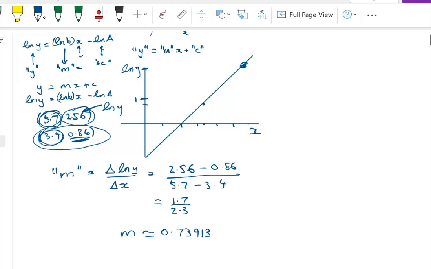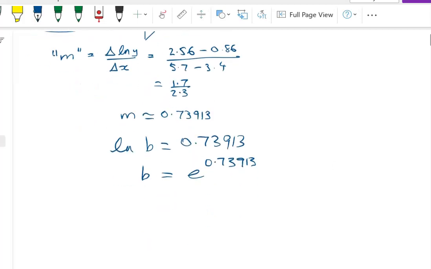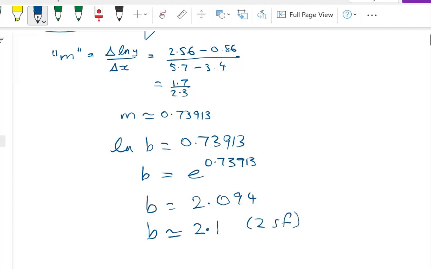Now then we go back to the relationship we found up here, and we know that that m is the natural log of b. So we can say the natural log of b is equal to 0.73913. We exponentiate it. I think that's the right way to say it. We e both sides, right? So b is equal to e to the 0.73913. B is equal to 2.094. And I think we were asked to give that to 2 significant figures. So b is roughly 2.1 to 2 sig fig.